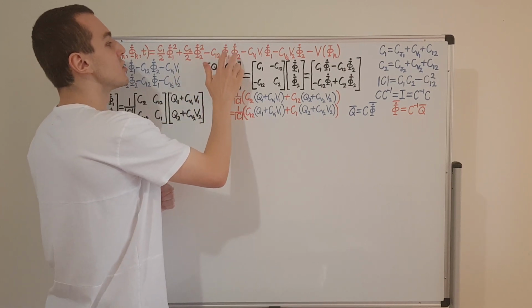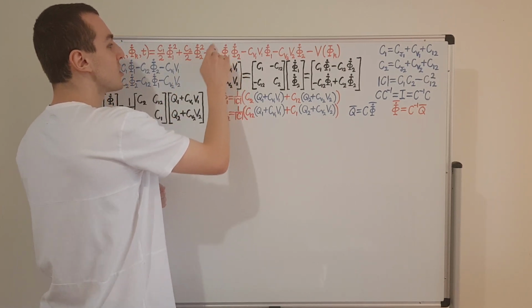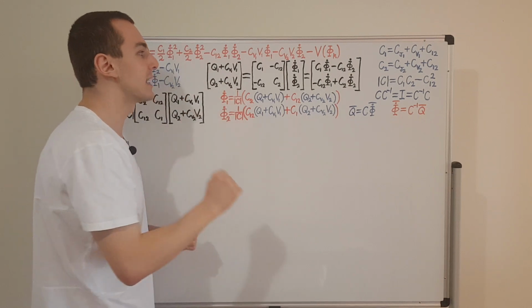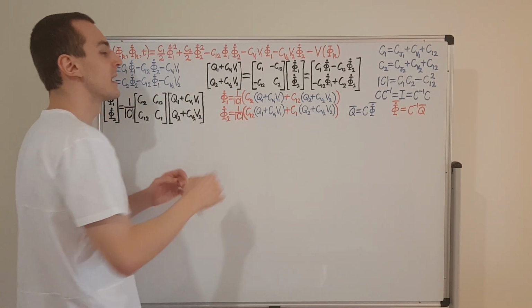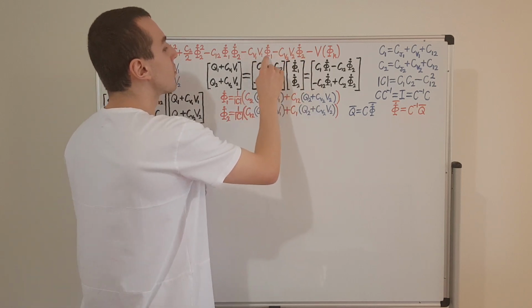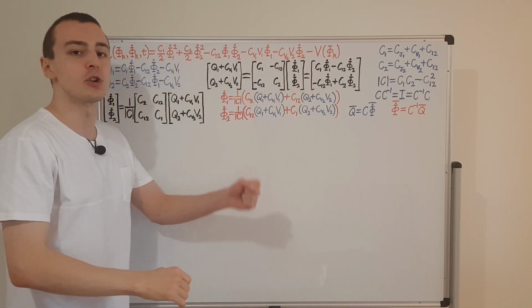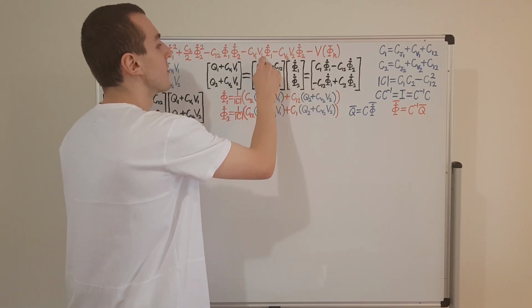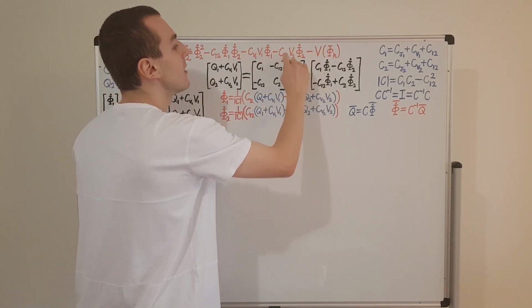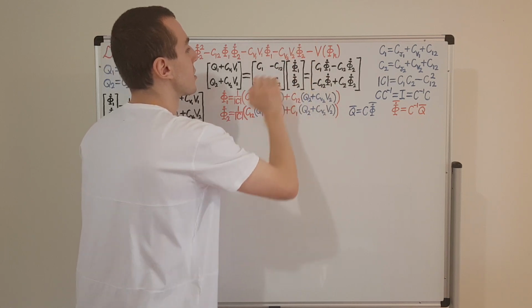This is a mixed term, and the coefficient of the mixed term comes from the coupling capacitance. That's coupling between the two anharmonic oscillators. These two mixed terms come from capacitive coupling to external voltage sources. So this is external driving on the first oscillator and external driving on the second oscillator.